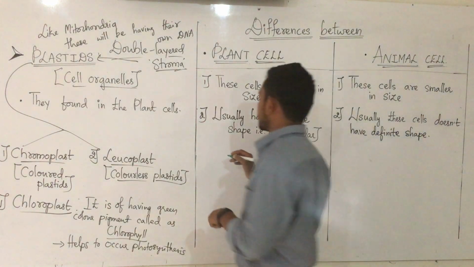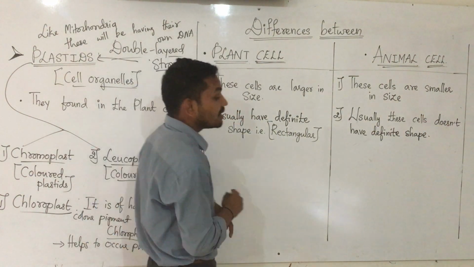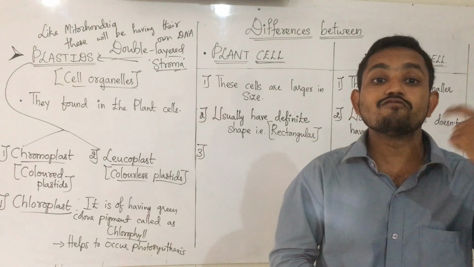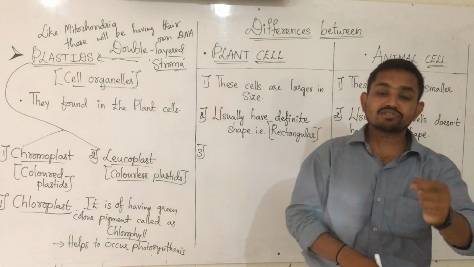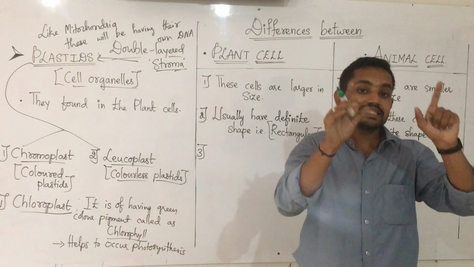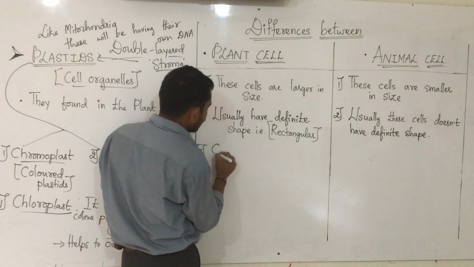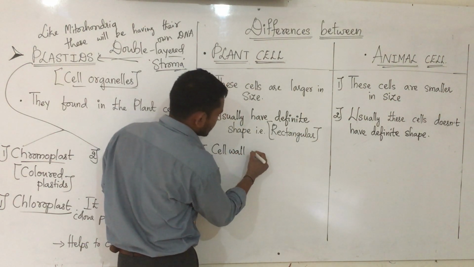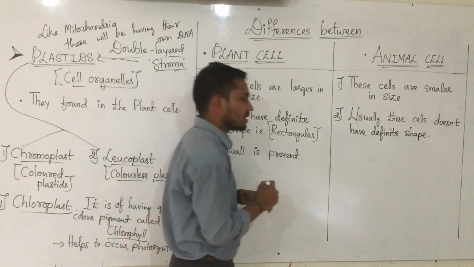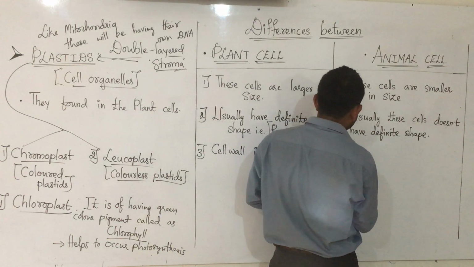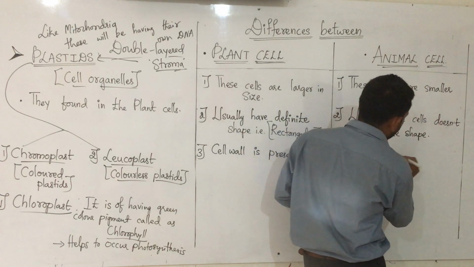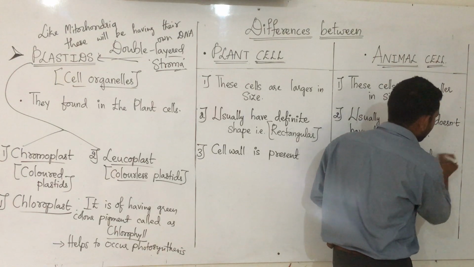Next one, the third major difference between plant and animal cell, as I have already told. One important cell organelle is the cell wall. The cell wall is an organelle which is found only in the plant cell, whereas in the animal cell there is no cell wall. So the third difference: cell wall is present in the plant cell, whereas cell wall is absent in the animal cell. So what is the main function of the cell wall?